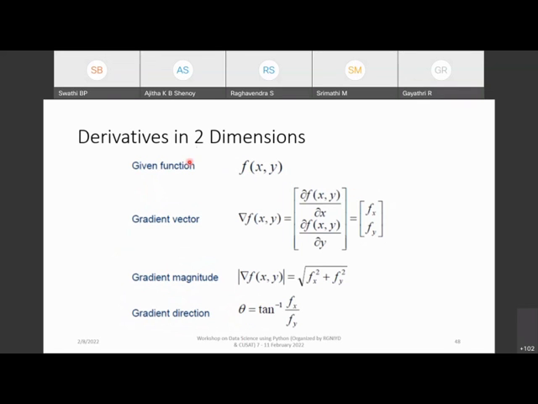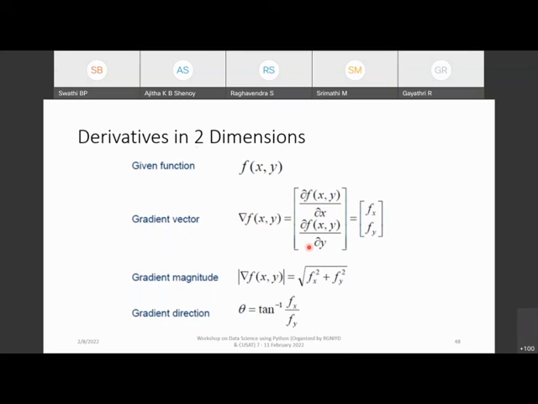When you talk about images, it's a two-dimensional function because you have a matrix. So it has f(x,y) values. Here one more term comes, which is called the gradient vector. The differentiation of a two-dimensional function f(x,y) is represented by the del operator, del of f(x,y), where del is your gradient vector, which is given by the partial differentiation of f with respect to x and the partial differentiation of f with respect to y, and it is written as fx, fy.